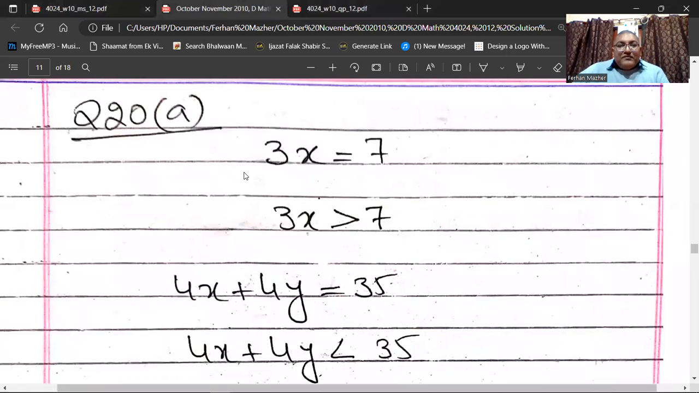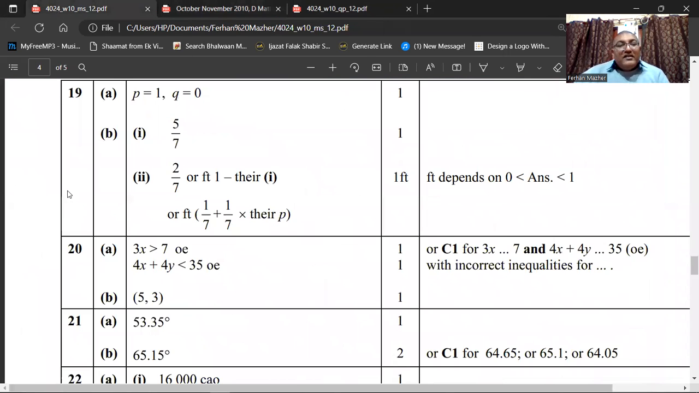So 3x is greater than 7. The next equation, 4x plus 4y equals 35. Because the area is below this line, it will be 4x plus 4y less than 35. So these are the two required. So our answer is right. You can see this, okay?